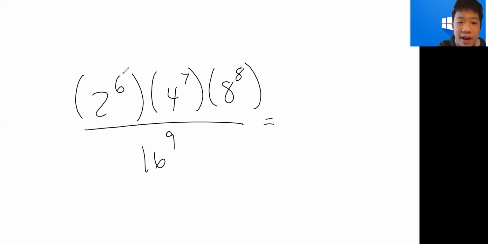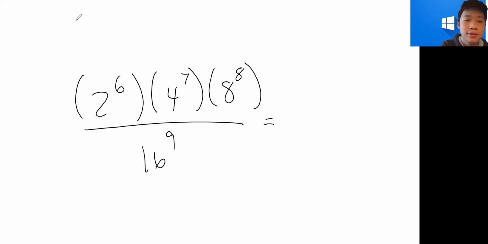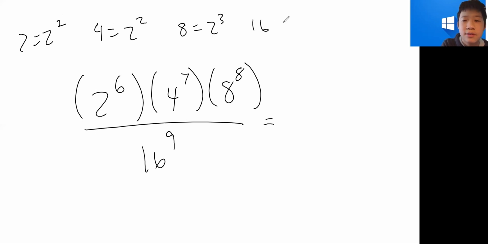Okay, so right now I can't just add 6 plus 7 plus 8 minus 9 because they're not all the same base. Somehow I have to get all of these into the same base. Well, what I can notice here is that 2, 4, 8, and 16 are all powers of 2. 2 is 2 to the first power, 4 is 2 squared, 8 is 2 to the third, 16 is 2 to the fourth. Okay, so I can represent all of these numbers as powers of 2 now.